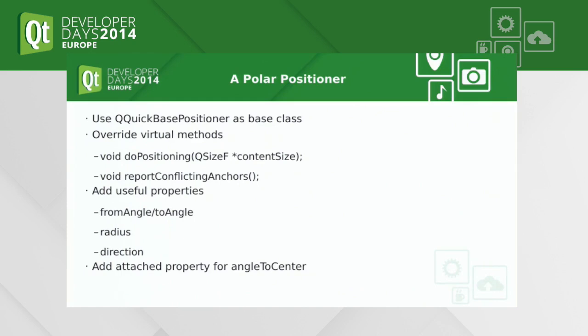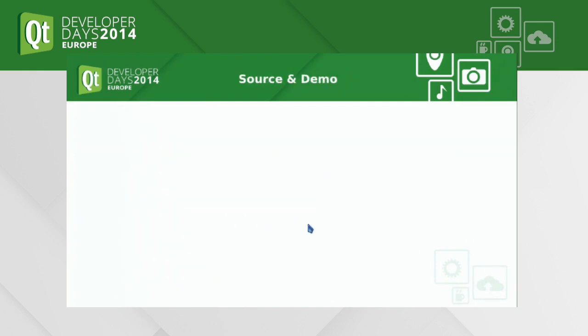So if we want to implement our own polar positioner element, we have to override these two methods, and we also need some properties so that we can configure it. So we want to have a from angle and to angle so that you don't always have to align these items along the full circle, but can say, I want to start from here and then follow up until here. You have to define somehow the radius, and you also might want to say the direction.